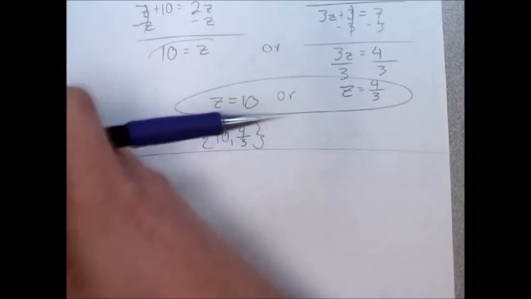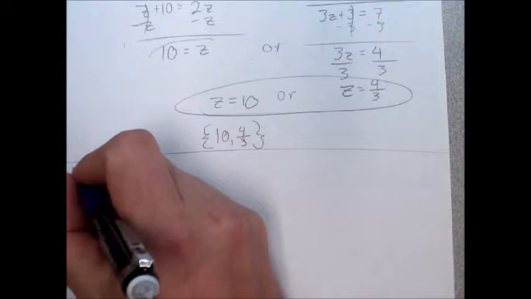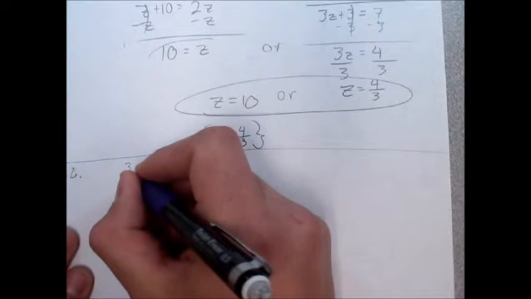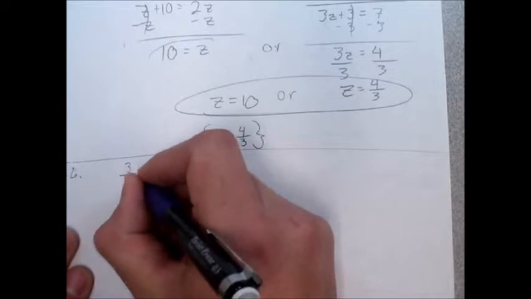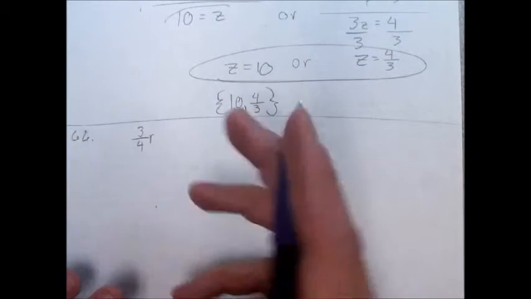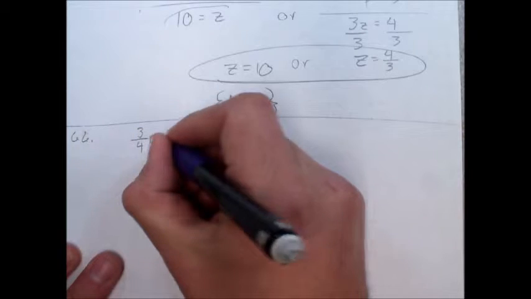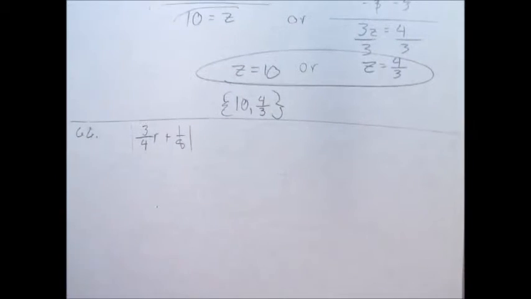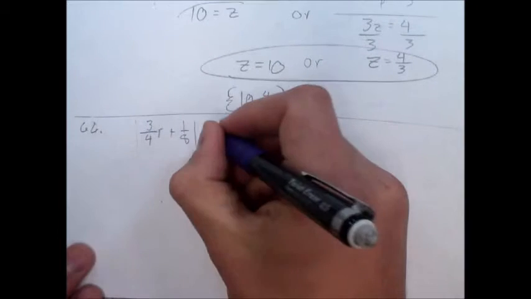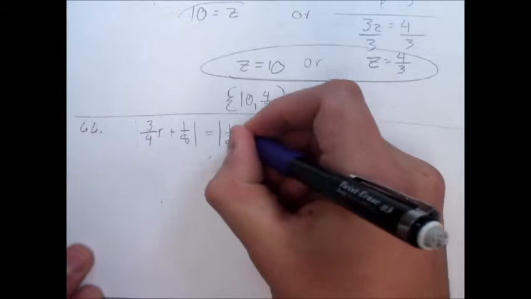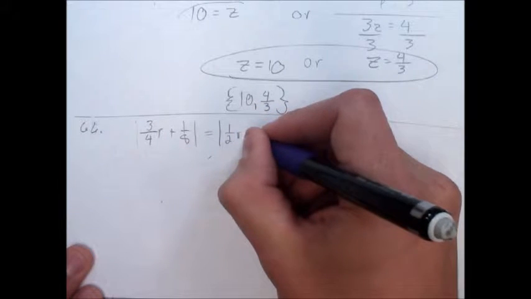Okay. 66 gives us this problem. Instead of 3r over 4, I'm going to write it as 3/4 r. Okay, it's easier to read for me. If you don't like it, you can write it the way that you have it, but it's up to you. Plus 1/8 in absolute values, then it is equal to 1/2 r minus 3/8.